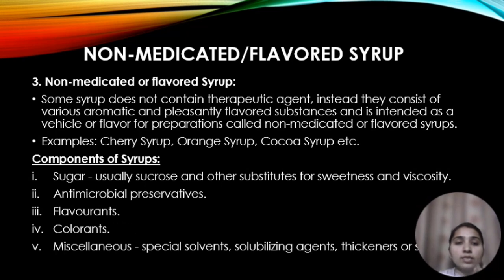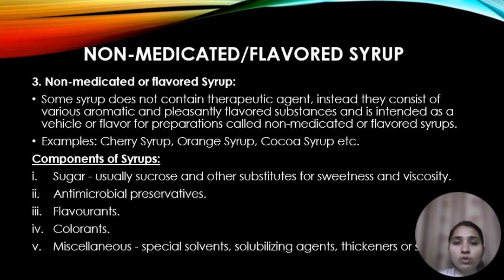So next, the third type is the non-medicated or flavored syrup. What is that? Some syrups do not contain any therapeutic agent. Instead, they consist of various aromatic or pleasantly flavored substances and are intended as a vehicle or flavor for the preparation. So it is called the non-medicated or flavored syrup. Examples are cherry syrup, orange syrup and cocoa syrup. So what are the components? Mainly sugar, then antimicrobial preservative, flavorants, colorants, and miscellaneous components such as the solvent, solubilizing agent, and thickeners.